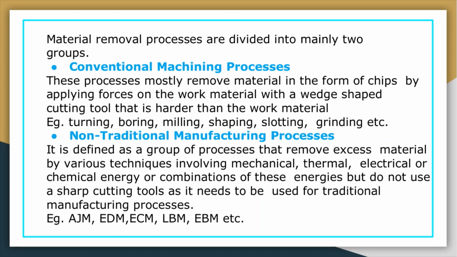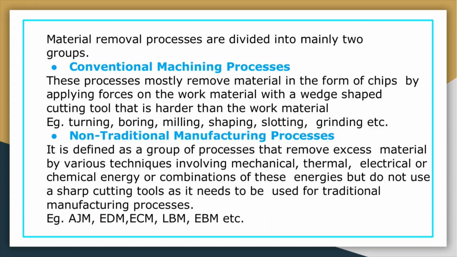Now coming to the second group, that is the non-traditional machining processes or manufacturing processes. This group is defined as a group of processes that removes excess amount of material by various techniques involving mechanical, thermal, electrical or chemical energy or combination of these energies, but do not use a sharp cutting tool as it needs to be used for the traditional machining processes.